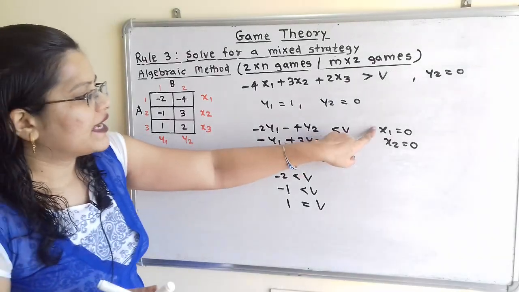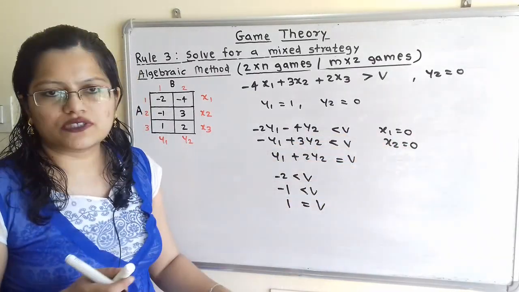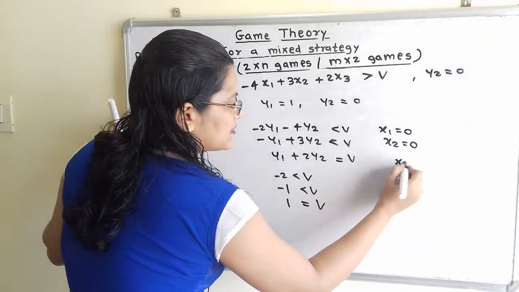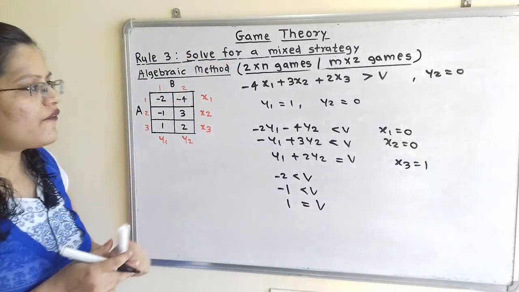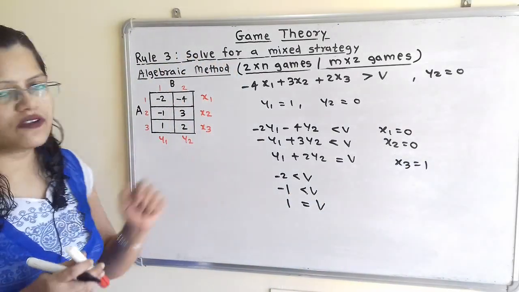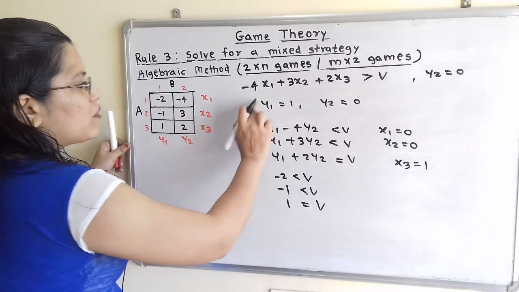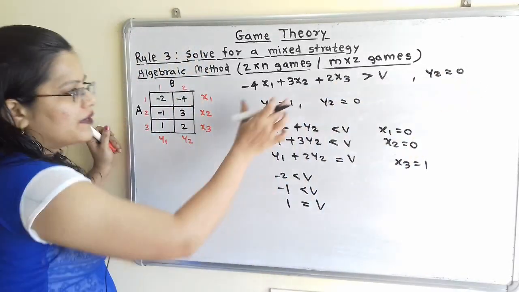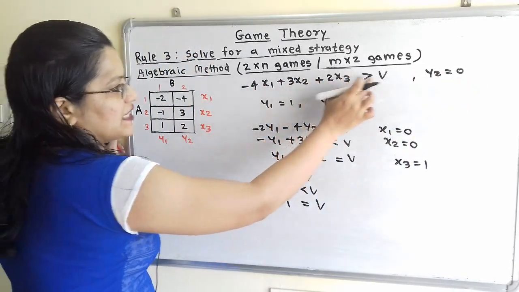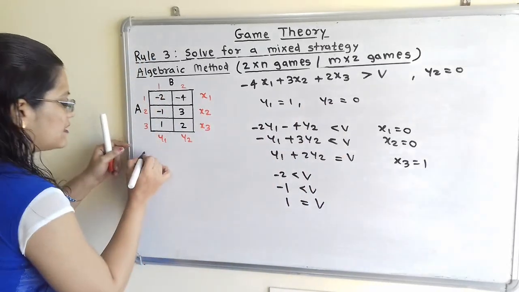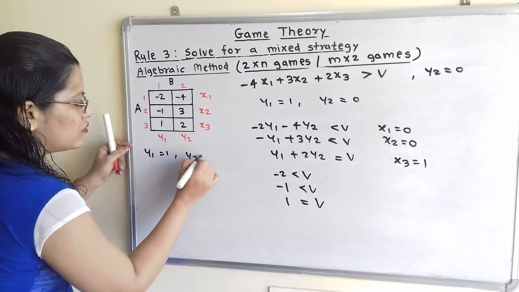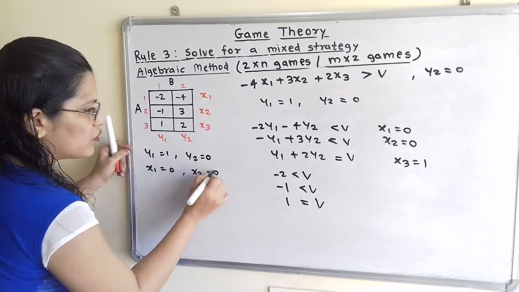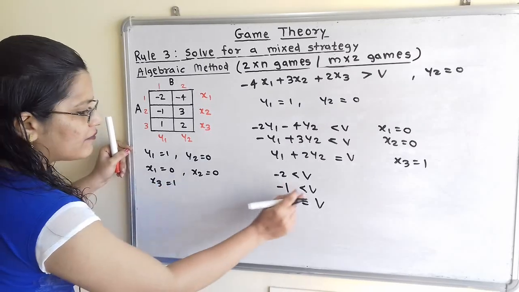So we know that x1 is equal to 0, x2 is equal to 0. So x1 plus x2 plus x3 is equal to 1. So I will write here x3 is equal to 1. Now we will combine all the values. According to this assumption that this statement equation is greater than V, then we have the values y1 1, y2 0, x1 0, x2 0, x3 1 and value of V 1.